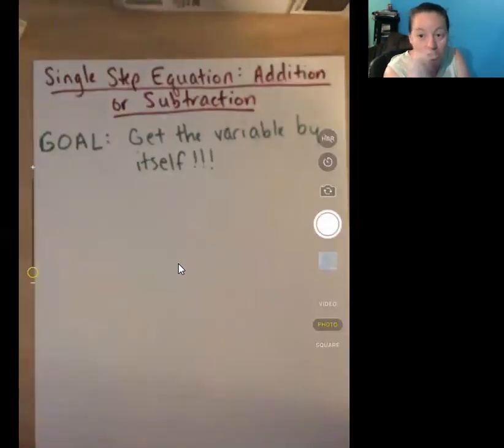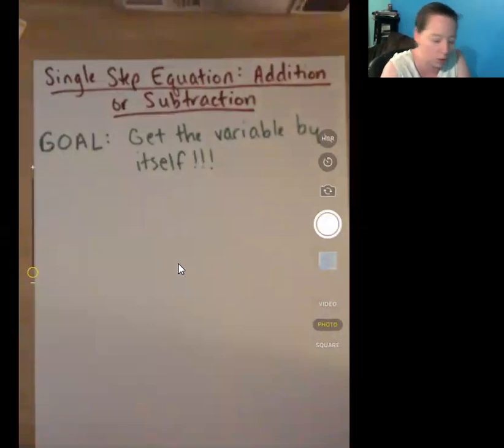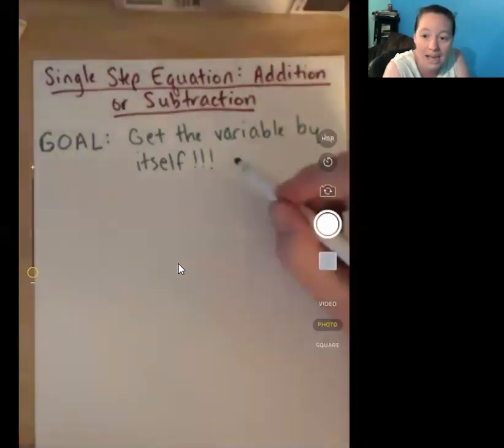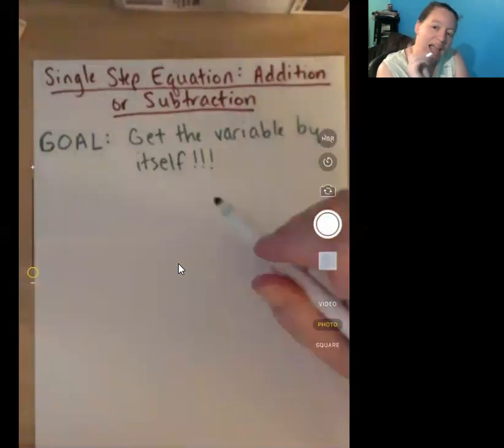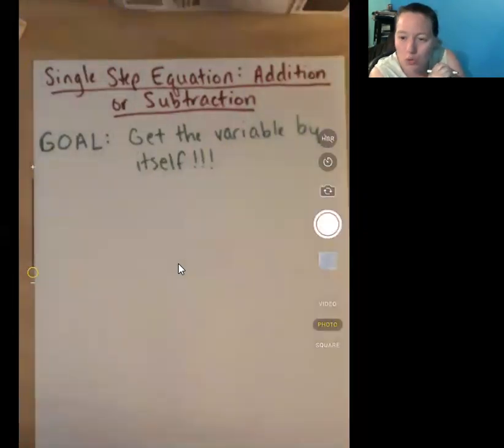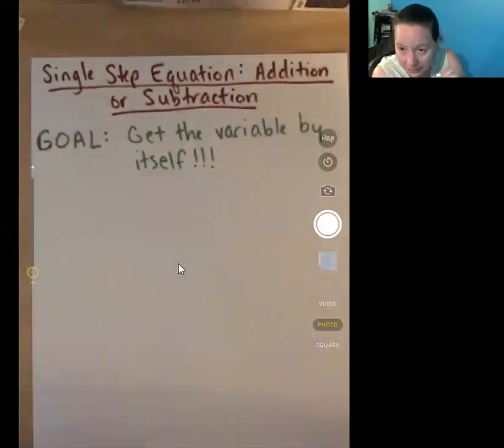If we have multiplication in there, if we have division in there, if we have exponents in there, or square roots, or we have like 6 different things going on, we always want to get that variable by itself. Do you remember what the variable is? The variable is a letter. Doesn't matter what letter it is. It can be A, B, C, D, E, F, any of them. It is a letter that is actually a number, but we don't know what number it is yet.